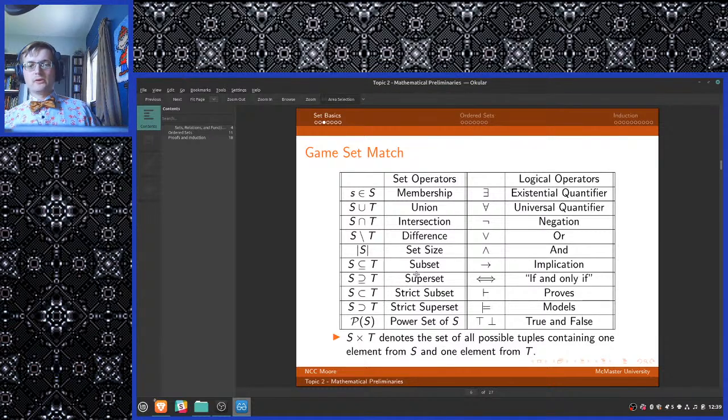We also have the power set of S. So, can somebody in the chat tell me what the power set is? And I'll continue on to the logical operators. Our logical operators are, of course, existential and universal quantification, negation, or, and, another way of saying that is disjunction and conjunction, implication, if and only if, proving, modeling, and, of course, true and false.